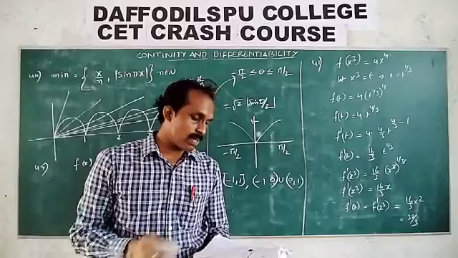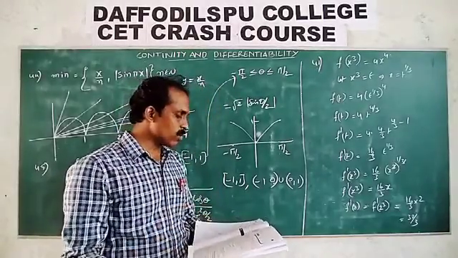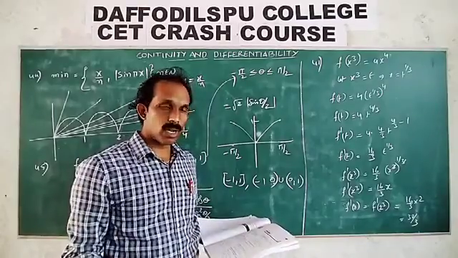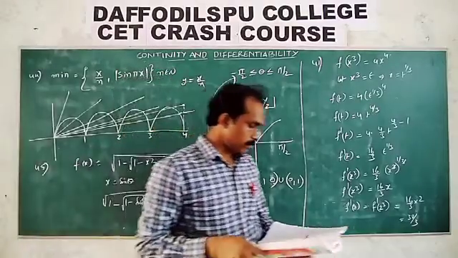So the second option is the correct answer: continuous on minus 1 comma 1 and differentiable on minus 1 comma 0, with 0 not included, and minus 1 not included, 1 also not included. So that implies this is the second option.